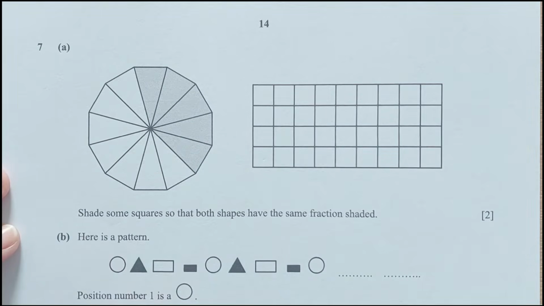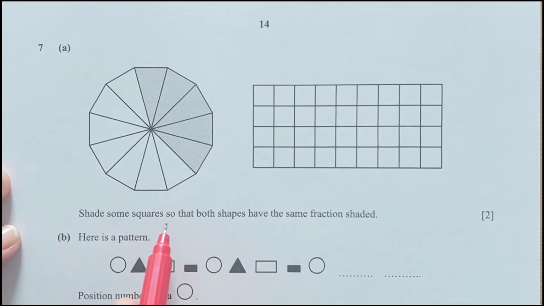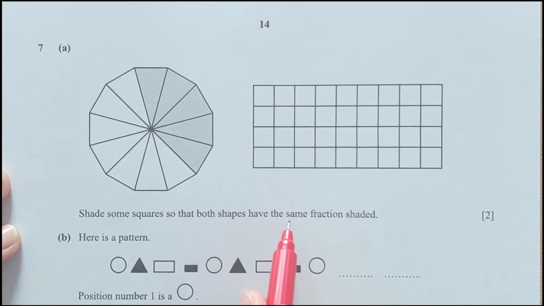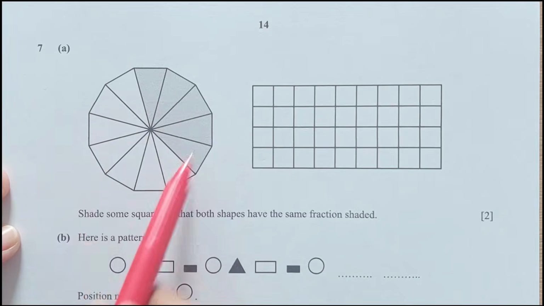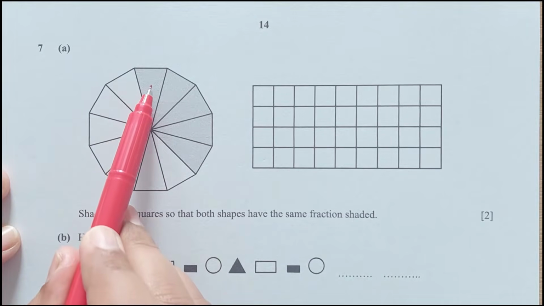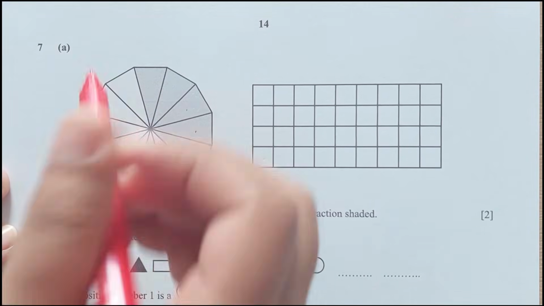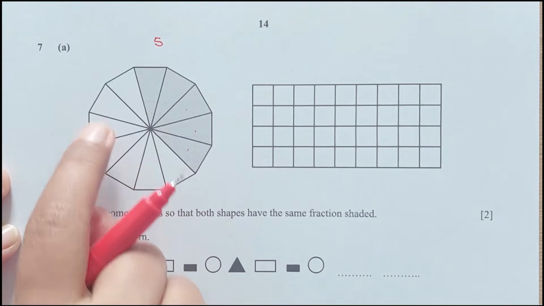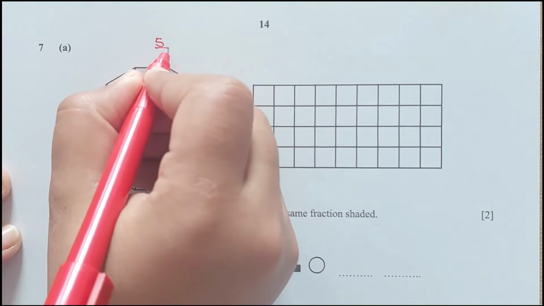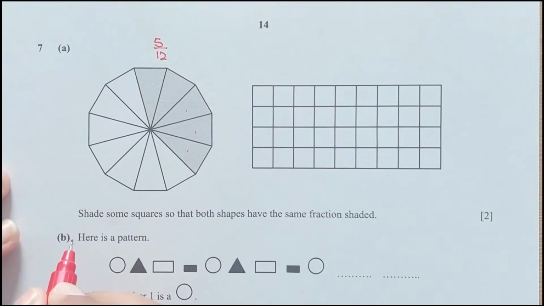Question number 7, part A. Shade some squares so that both shapes have the same fraction shaded. Okay, so this is the shaded one. How many are shaded? 1, 2, 3, 4, 5. 5 are shaded out of 12. Right, 5 are shaded out of 12.